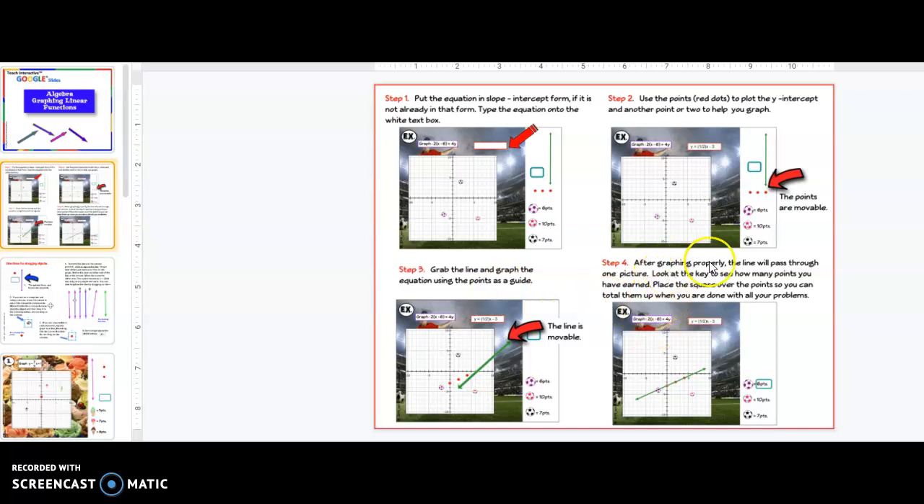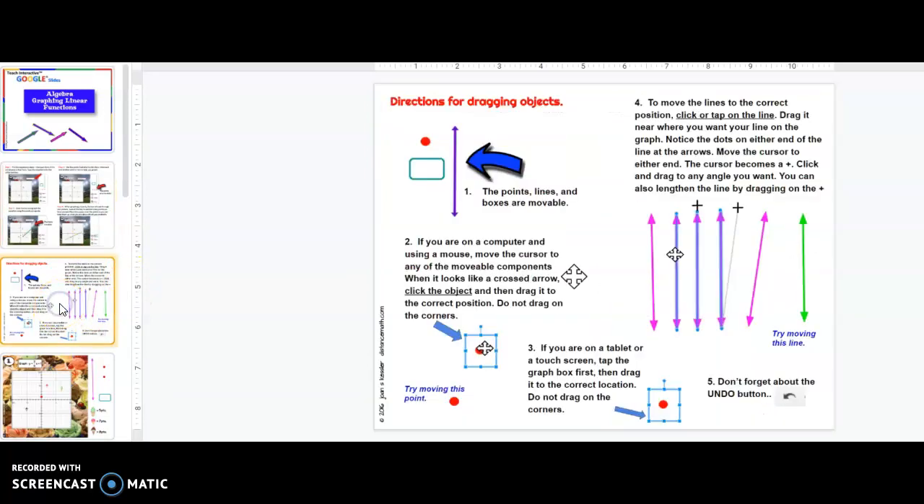After you graph the line properly, the line is going to pass through one of the pictures that they give you. Not all of them, they give you like 3 or 4 different graphics on the graph, and it should pass through one. When you figure out which color it is, like we have soccer balls here, it passes through the purple soccer ball. So you're going to drag the box they have over the soccer ball. Oh, it's a lot of directions.